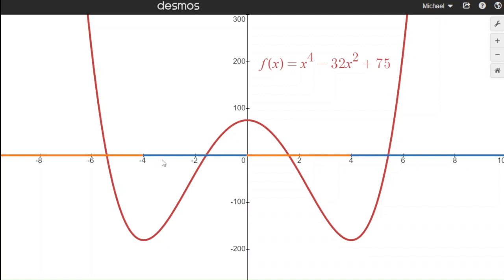Notice also that the function is decreasing on this interval from -infinity to -4. It's increasing on the interval from -4 to 0, right? The function's going up. And then it's decreasing again on the interval from 0 to 4, and then increasing again on the interval from 4 to infinity.